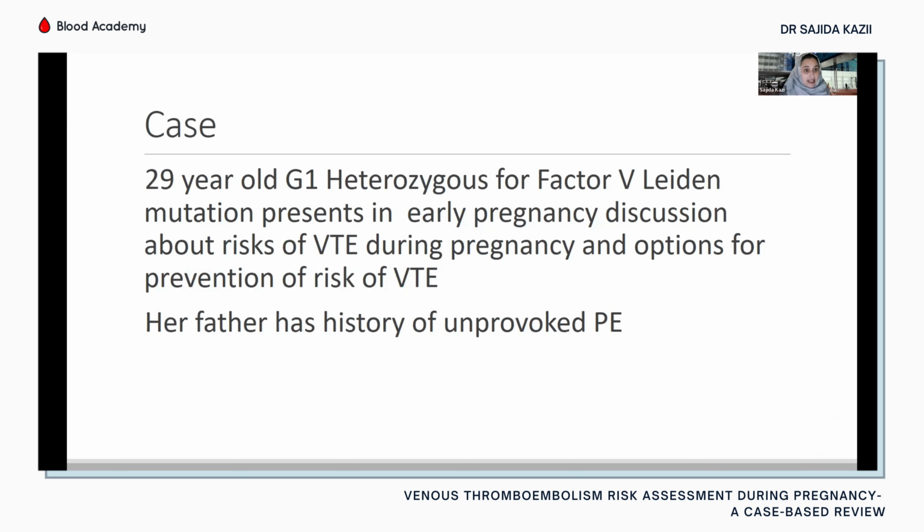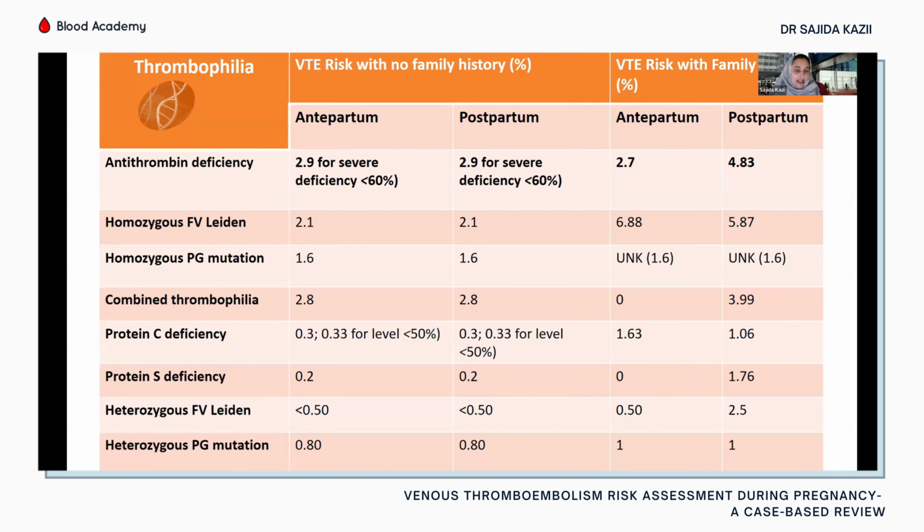So the next case is a 29-year-old who's heterozygous for factor V Leiden mutation in early pregnancy, with discussion about risk of VTE and options for prevention of risk. Her father has a history of unprovoked pulmonary embolism. So this is looking at the VTE risk in the antepartum and postpartum period without family history and with family history of VTE.